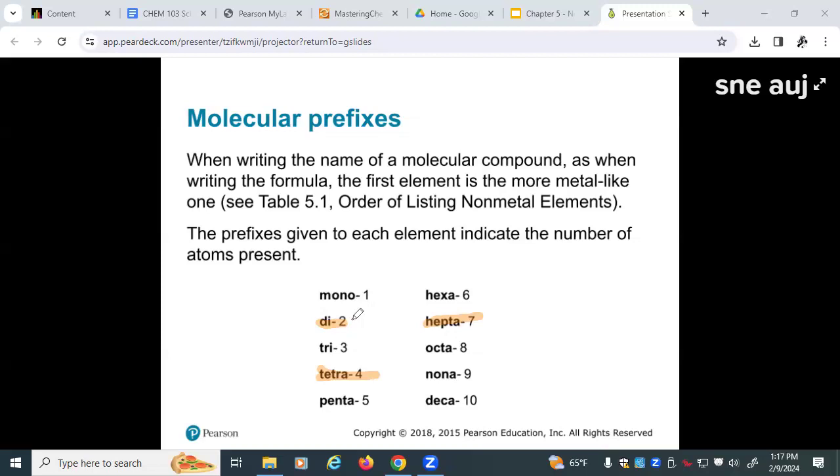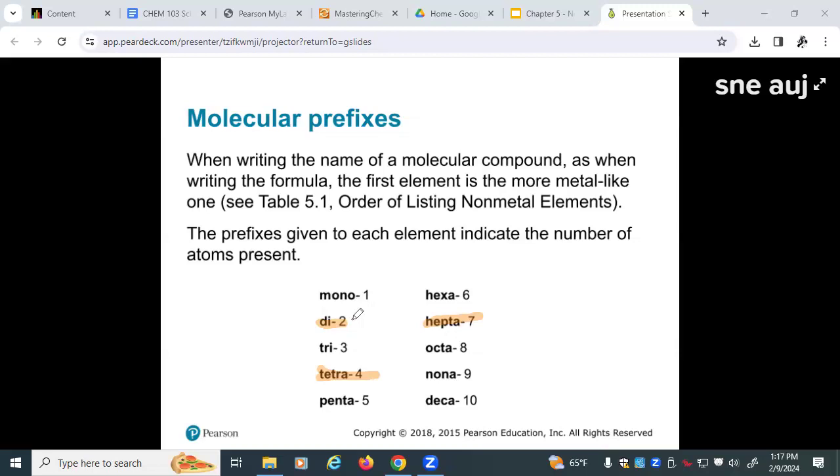Now, why these particular prefixes instead of others? Origins. All of these prefixes come from Greek origins, and that's why it's hepta instead of septa. That's why it's tetra instead of quadra. It's a consistency in the language here. We're using Greek for all of the prefixes of numeric origin here.